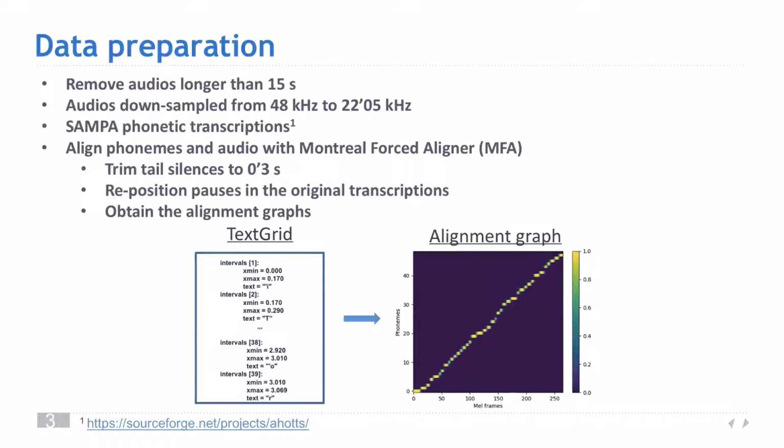Once the phonemes were obtained, we also extracted the alignment between them and the audio, making use of Montreal Forced Aligner, for 3 different purposes. First of all, we used this information to trim the tail silence of the audios to a maximum of 0.3 seconds, to help with the future training of the acoustic model. Also, inspecting the obtained alignments, we noticed that some of the pauses in the text didn't correspond to actual pauses in the audio, so we repositioned them according to the alignment information. Finally, we obtained the alignment graphs because we would later use them.